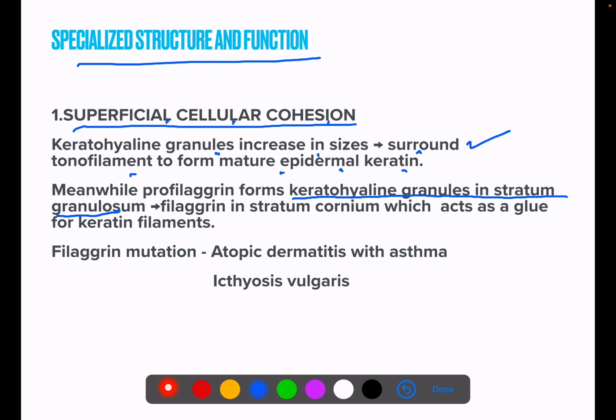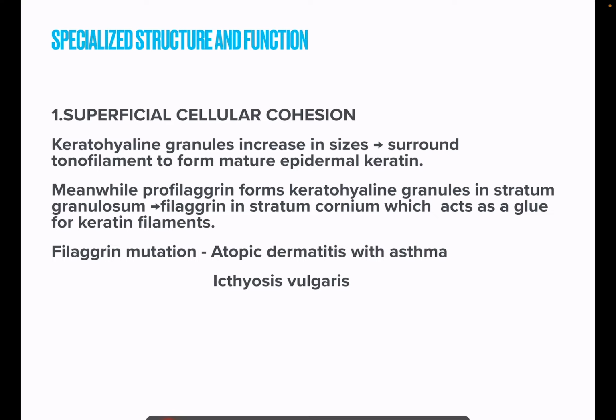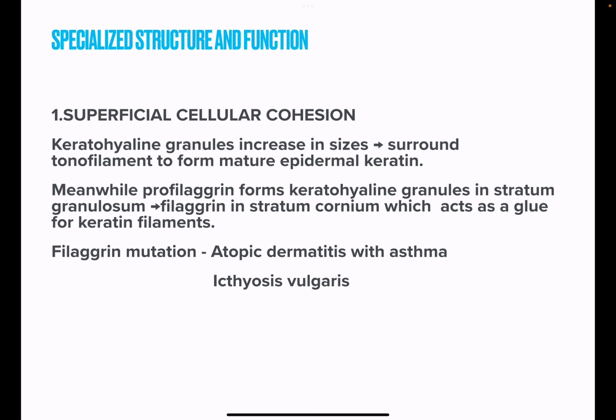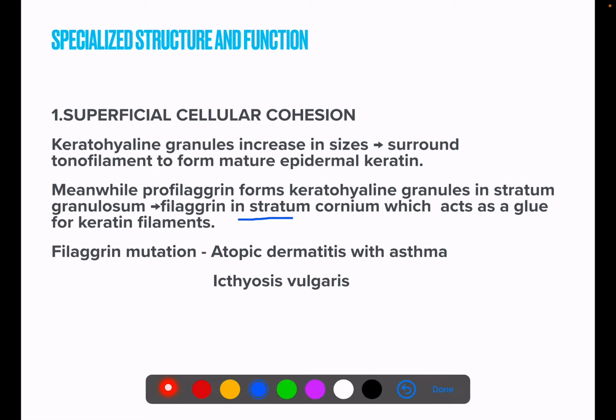Keratohyalin granules increase in size to form mature keratin. Meanwhile, profilaggrin forms keratohyalin granules in the stratum granulosum, and filaggrin in the stratum corneum, which acts as glue for keratohyalin granules.